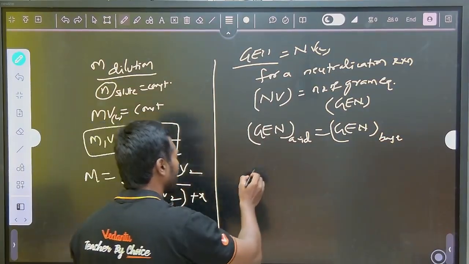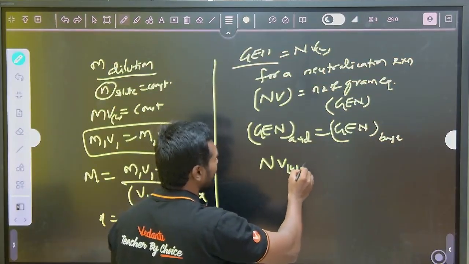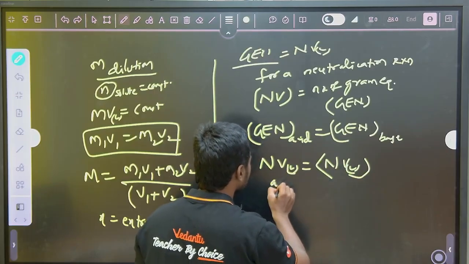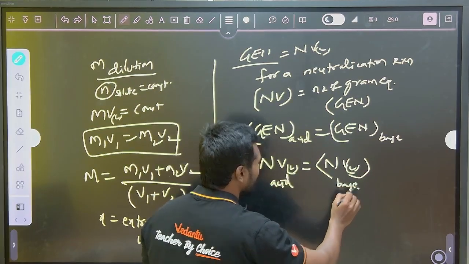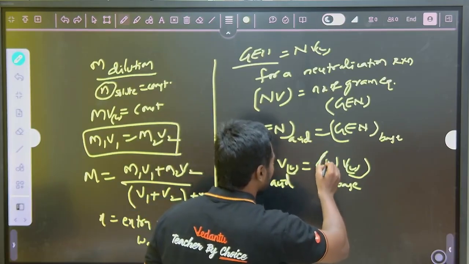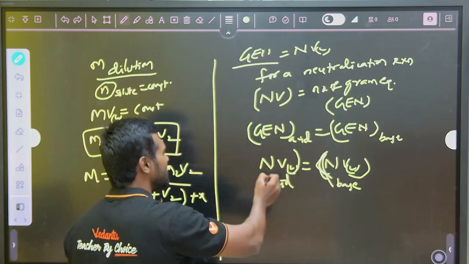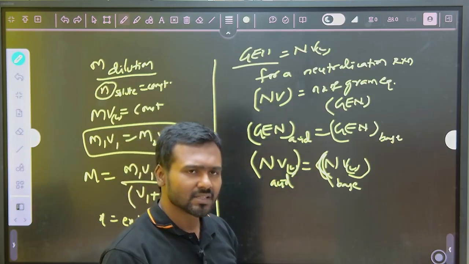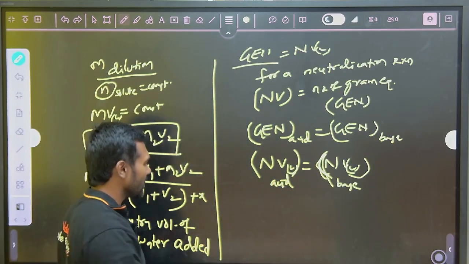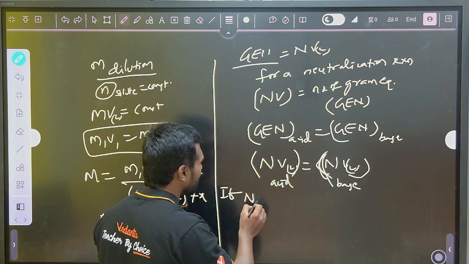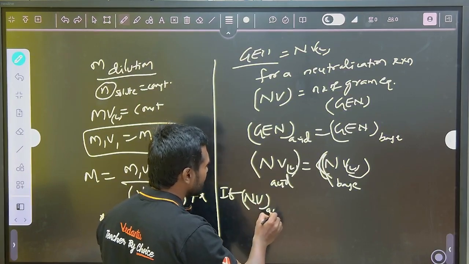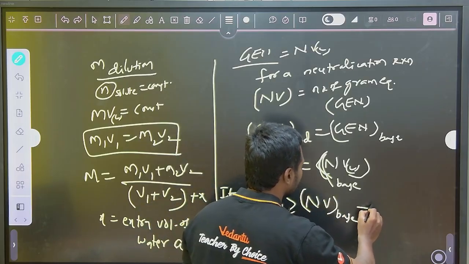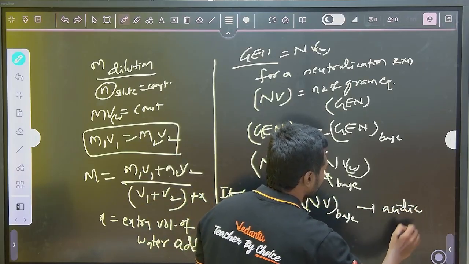So you can compare all these things. Normality into volume in liter on the acid side, and normality into volume in liter on the base side. If either one is extra, that means acid or base has a greater number of gram equivalents, then the resultant solution is acidic or basic. If NV of the acid is greater than the number of gram equivalents of base, then the resultant solution is acidic.